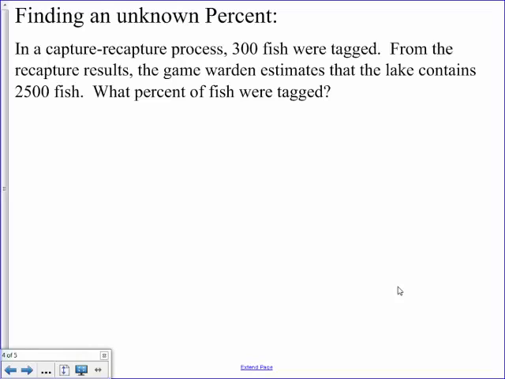So in a capture-recapture, 300 fish were tagged initially, right? From the recapture results, the game warden estimates that the lake contains 2,500 fish. What percent of the fish were tagged? So this one's a little bit different, isn't it? So there's 300 tagged, and they estimated that there's 2,500 fish. Well, I could write a ratio here. There's 300 tagged in the lake total, right? And we're estimating that there's a total of 2,500 fish.